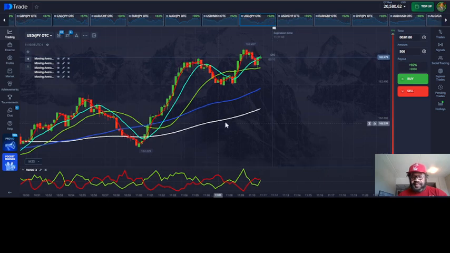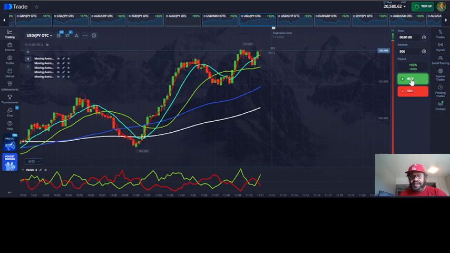And the reason I'm going to take a buy trade is we're seeing a general bullish trend in the price of the currency pair here. We have all the SMA lines generally sloping upwards. So let me go ahead. I'm going to go ahead and take a trade here.